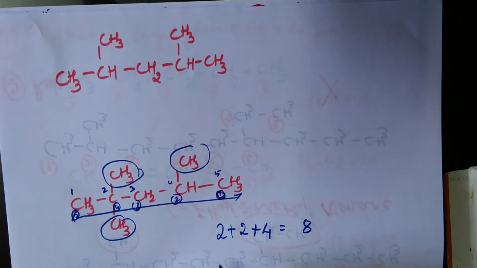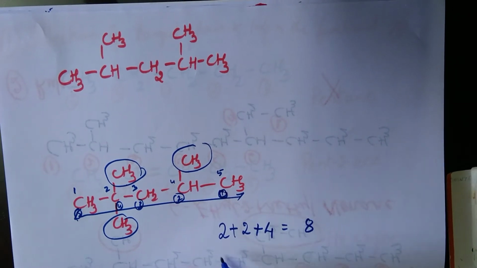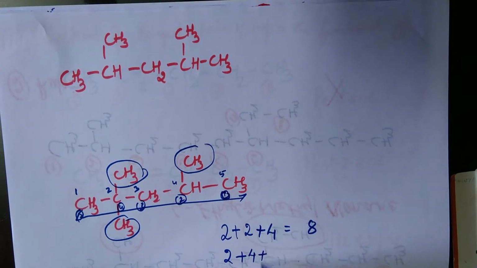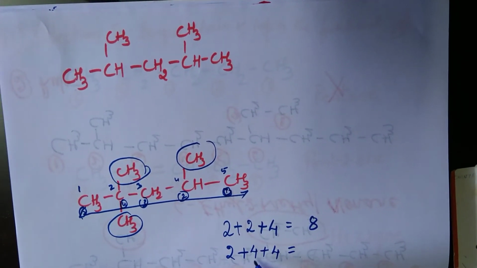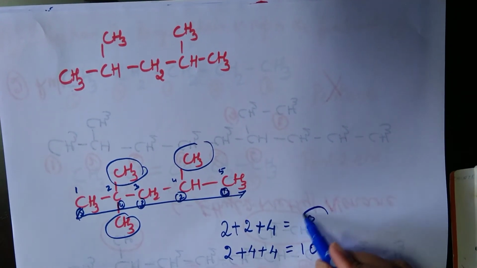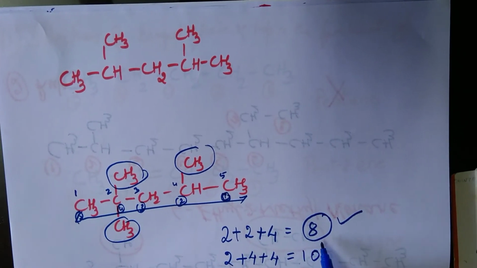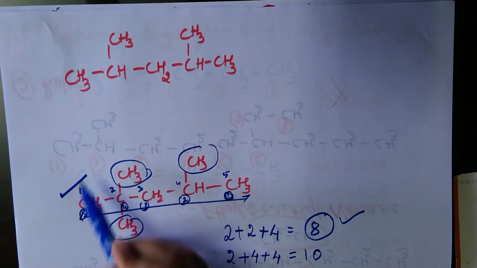So the position of the locant, that is where your CH3 is located, will be at position number 2, and at position number 4 another methyl group, and the third one at position number 4. So 4 plus 4, 8, plus 2, 10. Out of these two, which is the smaller one? 8. So you have to select that chain in which you get a smaller sum. So this should be this particular chain.